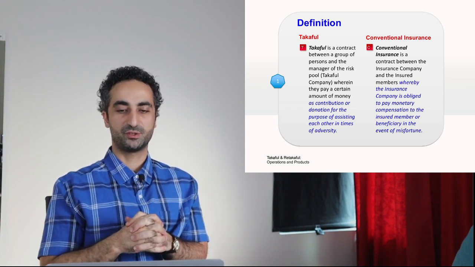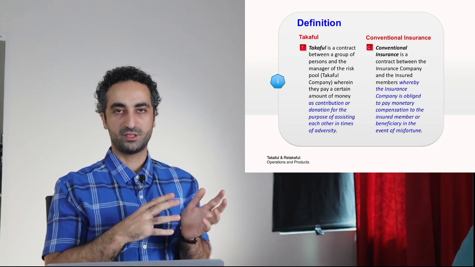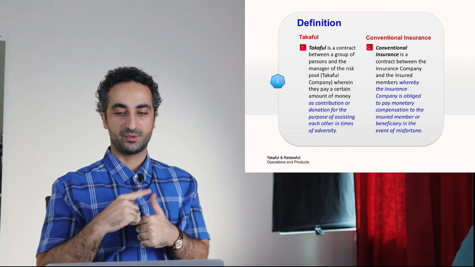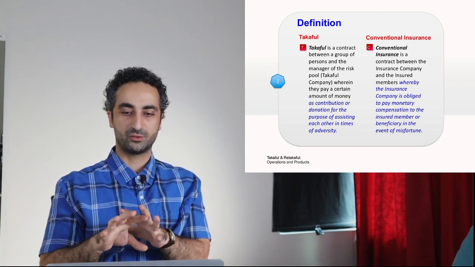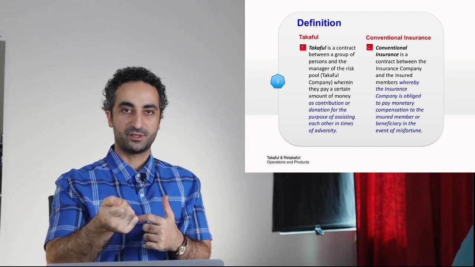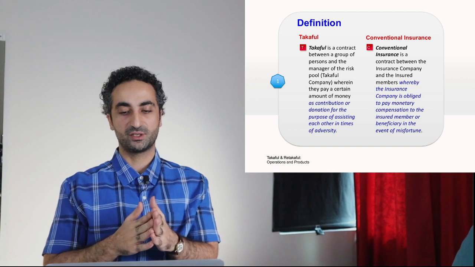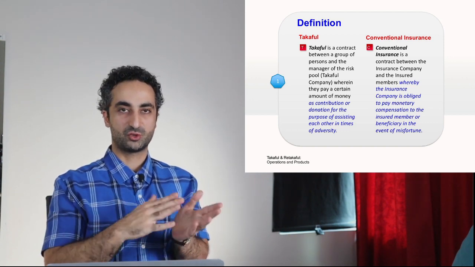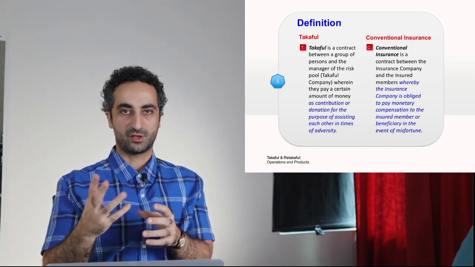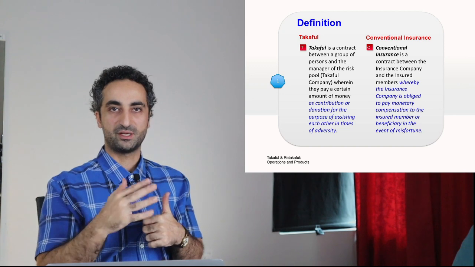Now let's go to the conventional insurance, which is a contract between, again, the company and the insured. So the insurer, the insurance company, and the insured, whereby the insurance company is obliged. So what's the focus here? Now we get into the technicalities of the contract. Now the insurer is obliged to pay monetary compensation to the insured, so the participant in Takaful, here it's called the insured, to the insured member or beneficiary in the event of misfortune. So why did we say insured and beneficiary? Because the beneficiary could be someone else, not the insured himself, the family, the guardian of his kids, etc. So there is no mentioning of anything related to donation here.